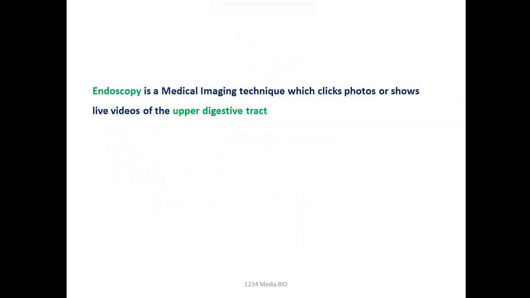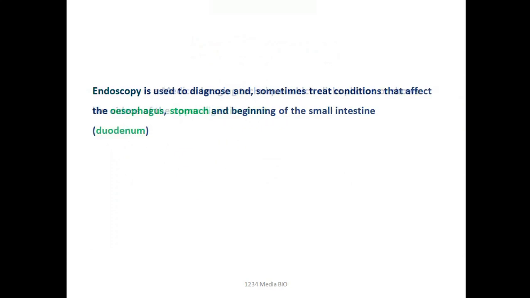Endoscopy is a medical imaging technique, which clicks photos or shows live videos of the upper digestive tract. Endoscopy is used to diagnose, and sometimes treat, conditions that affect the esophagus, stomach, and beginning of the small intestine, which is also known as duodenum.